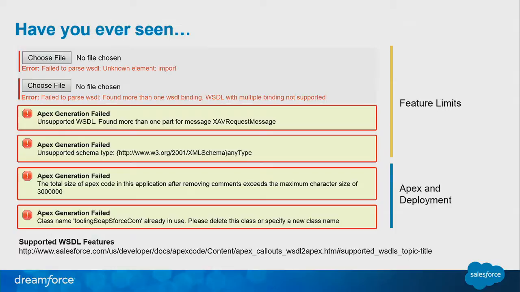It may be that you've simply got too much Apex code in that org, or you've already deployed that class and you're trying to replace it again, and you're going to get errors along that line telling you it's already there.